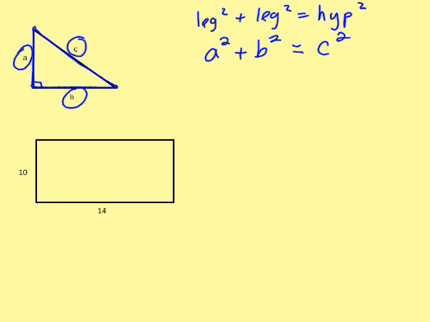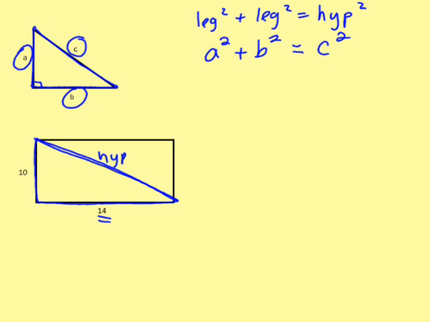For this rectangle, we're going to find the length of the diagonal, which is right here. Now, is that diagonal a leg or a hypotenuse for this triangle? It's a hypotenuse, which tells us it's got to be the longest side. So it's got to be more than 14. I don't know what it is, but it's got to be more than 14.